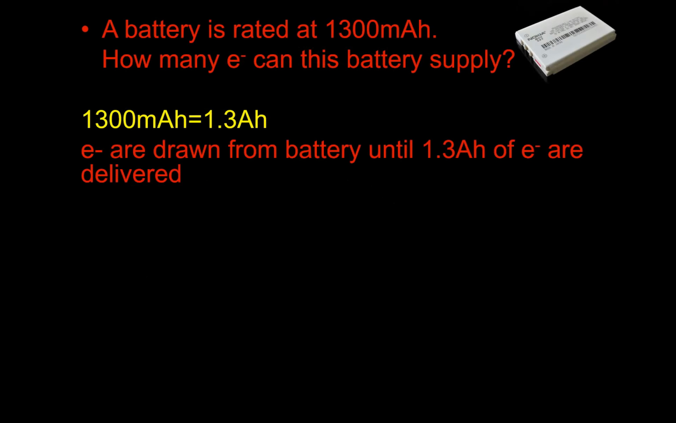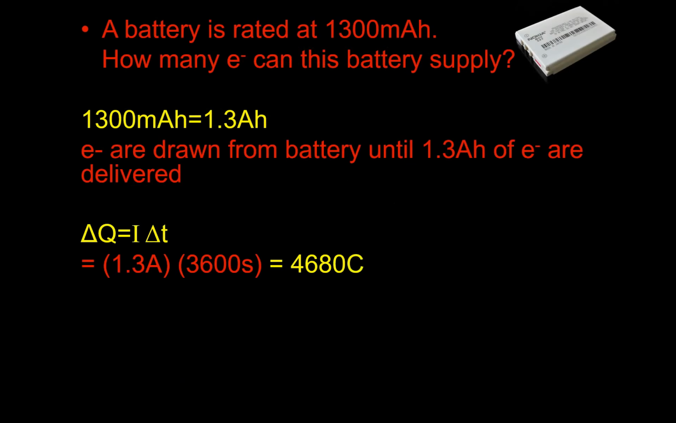So what's going to happen with this is we're going to hook up this battery and it's going to pull current out of it. So electrons are going to be drawn from that battery until 1.3 amp hours of electrons have been pulled out. So we can say delta Q, the amount of charge coming out of the battery, is I times T. This is going to be 1.3 times 3600 seconds. That's 60 times 60. This is 60 minutes, 60 seconds. That's going to be 4,680 coulombs delivered in total.